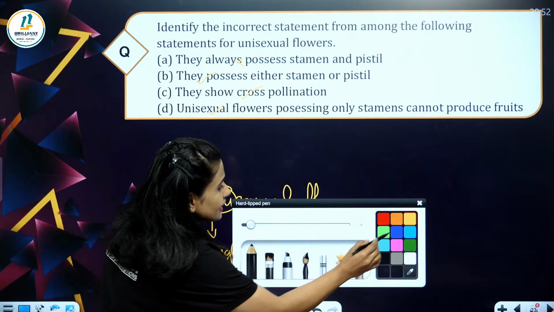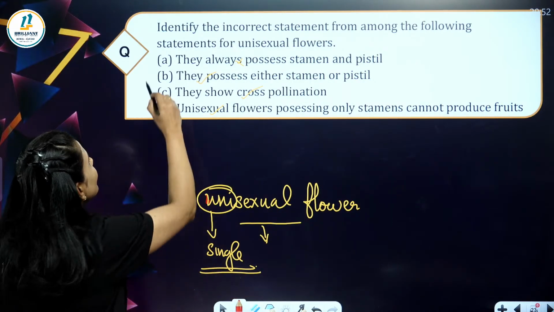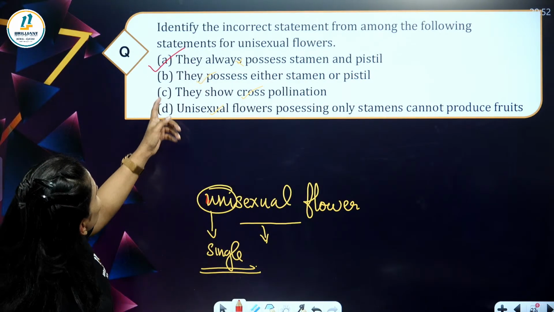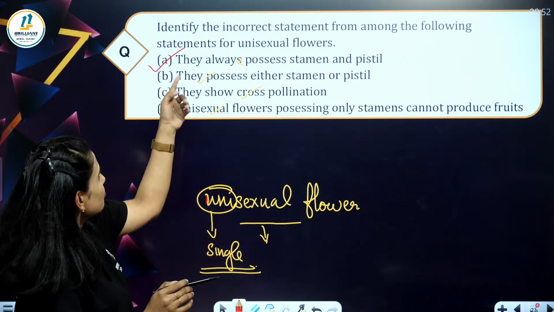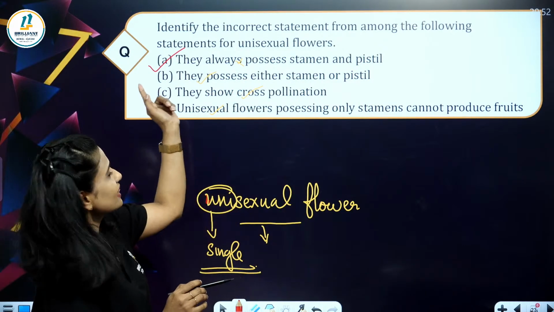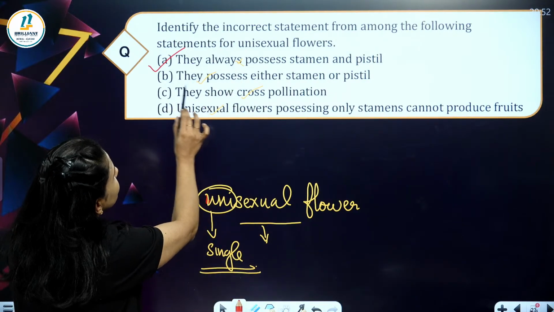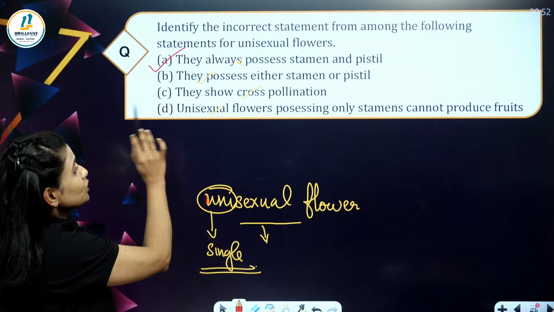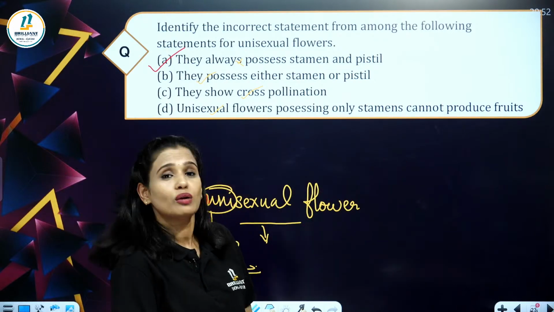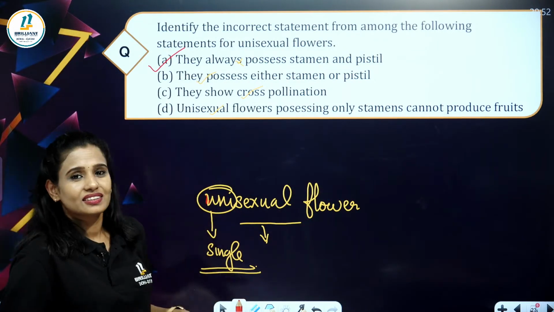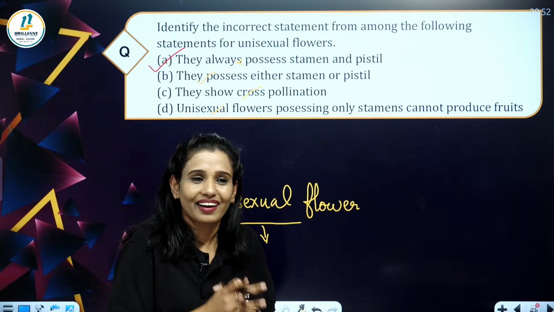So which one is the incorrect statement? The first one. They always possess stamen and pistil is the incorrect one, so that is the correct option. See the other three options: they possess either stamen or pistil is correct. They show cross-pollination is correct. Unisexual flowers possessing only stamen cannot produce fruits is also correct. So the correct option is the first one, option A.